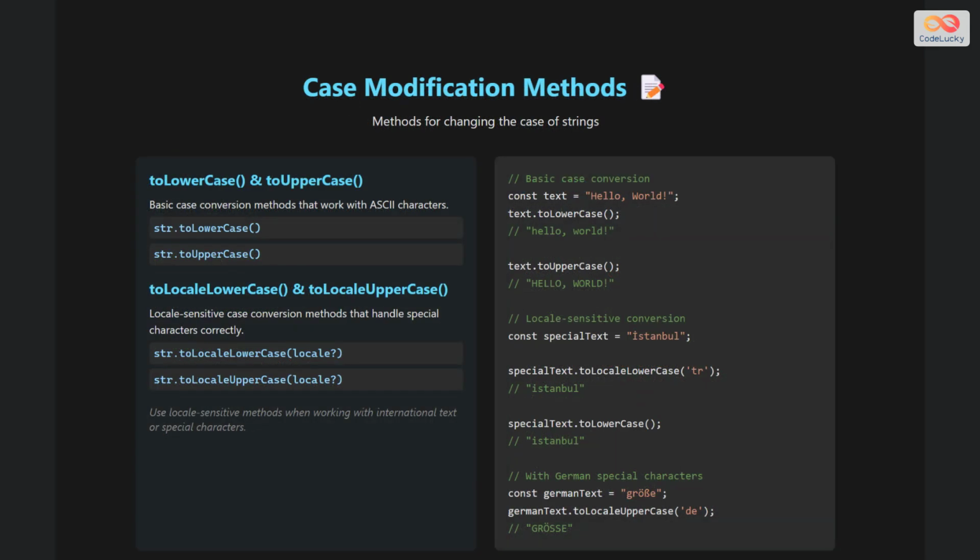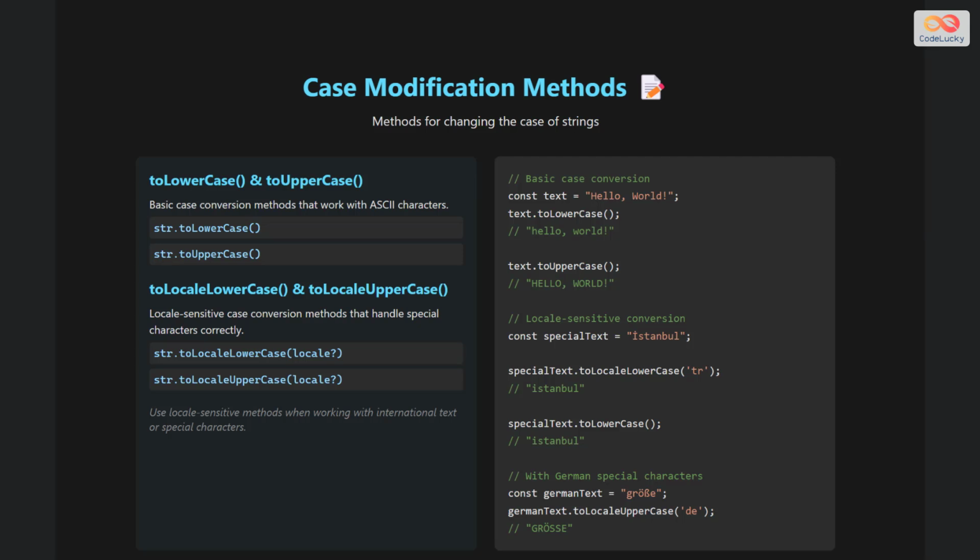Now let's learn about case modification methods, which are used to change the case of a string. The toLowerCase method converts a string to lowercase, and the toUpperCase method converts it to uppercase. These methods work well for standard ASCII characters.